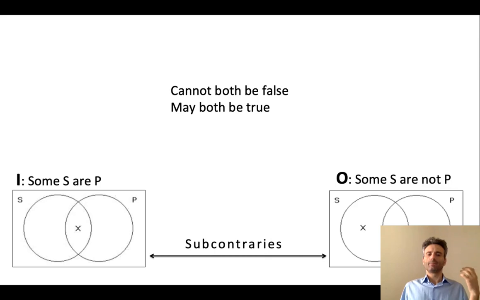So the falsehood of one implies the truth of the other. However, the truth of one may lead to the truth of the other. So they cannot both be true, but they may both be false. It is a necessity that they cannot both be false. By logical necessity, they cannot both be false. And then it's a possibility that they're both true.